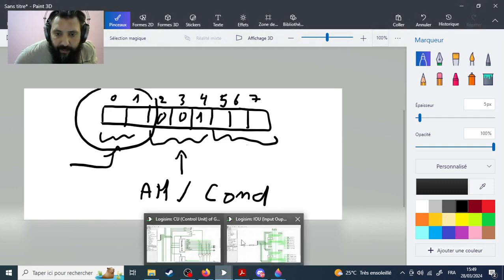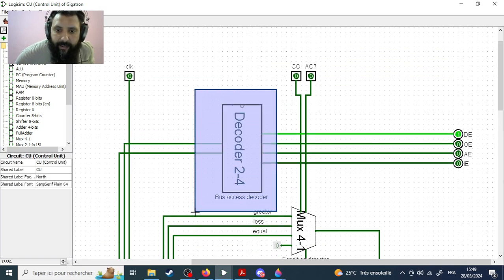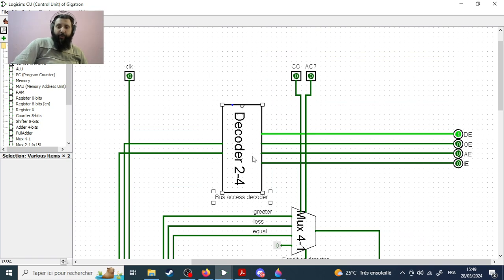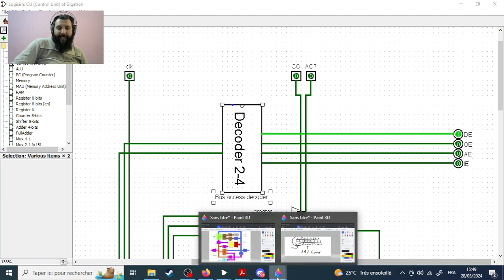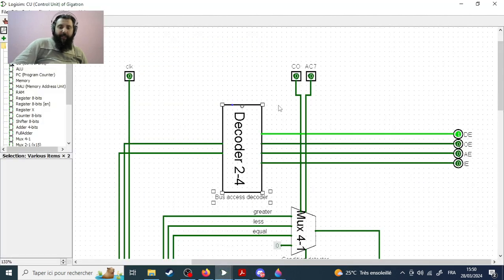The implementation of the data bus is very simple. Those are the two bits, and they are connected to a decoder. The output of the decoder represents DE, OE, AE, and IE. We know that they represent the access to the bus. Can you tell me why the Gigatron uses a decoder here? And we have the two bits here. Can you make the connection between these two ideas?